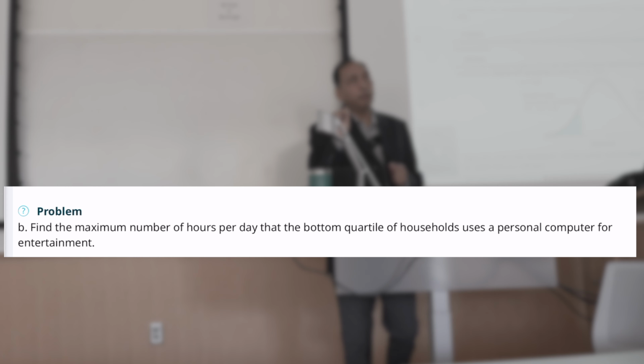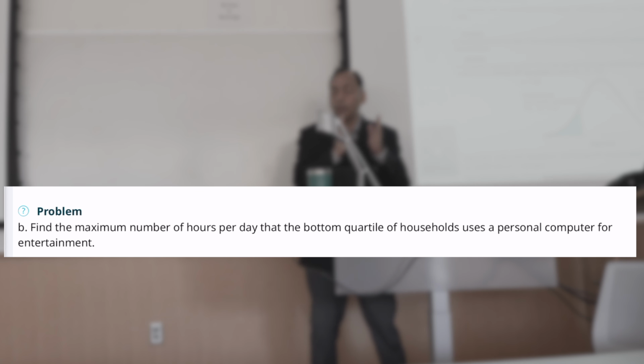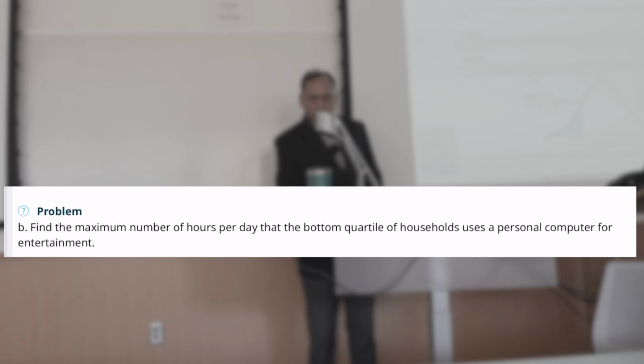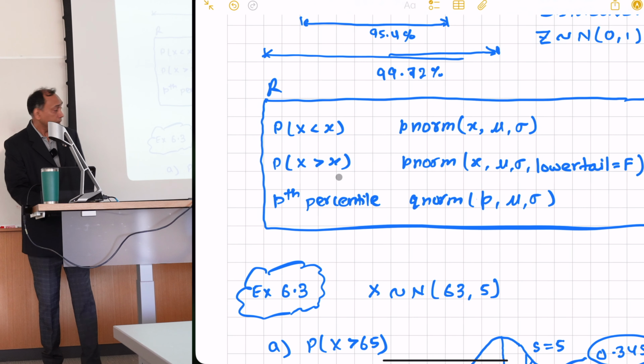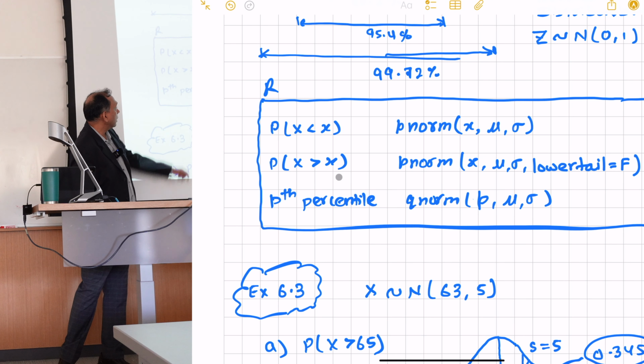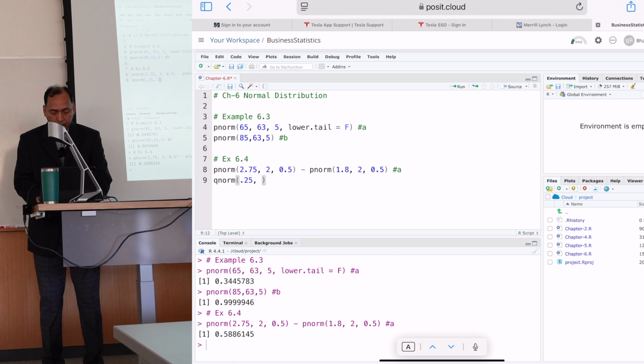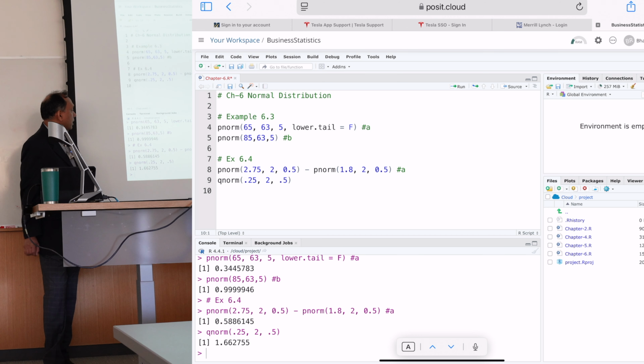Now find the maximum number of hours per day that the bottom quartile, which means the 25th percentile, so the first quarter, of households use a PC for entertainment. Now we are looking at the third one. Mean is still 2, sigma is still 0.5. You run that, you get 1.66.